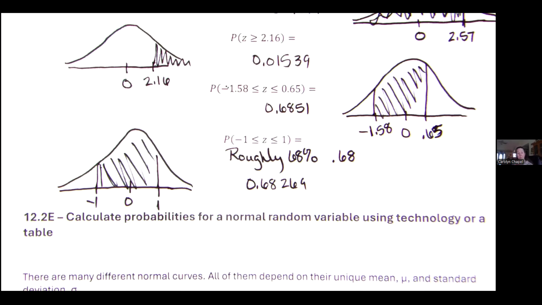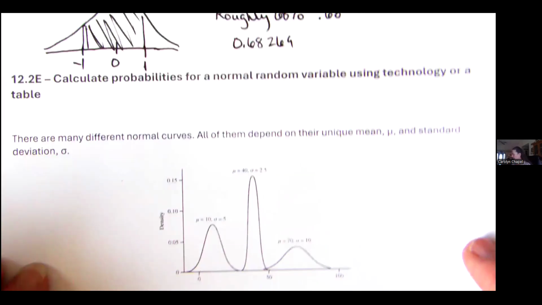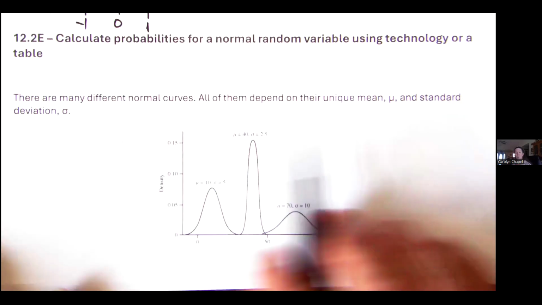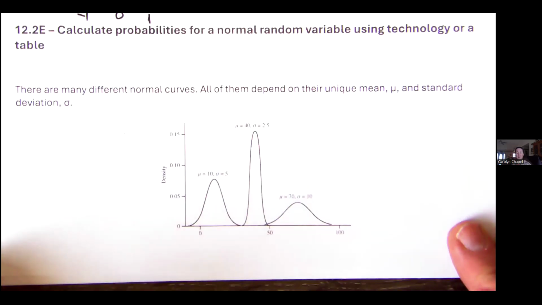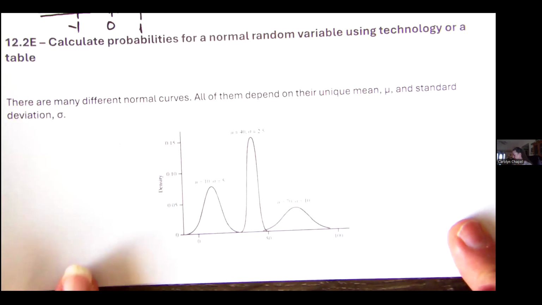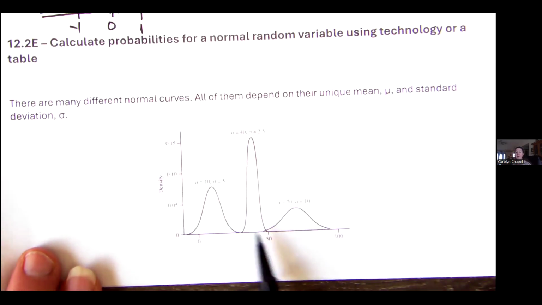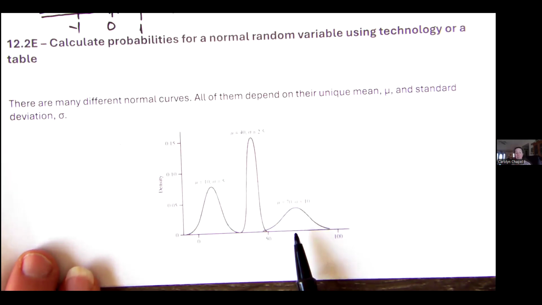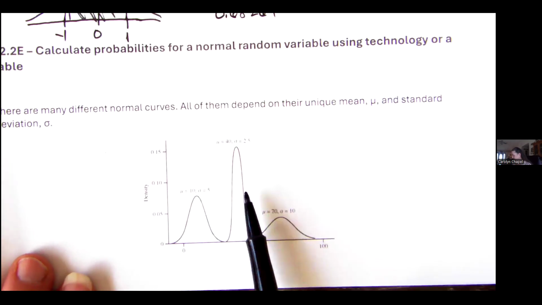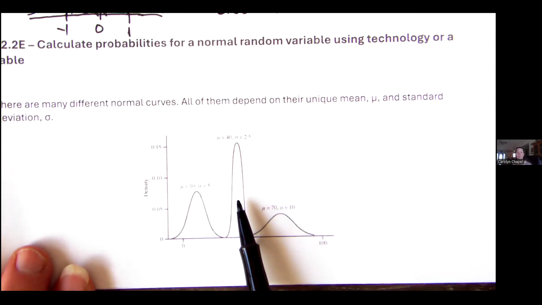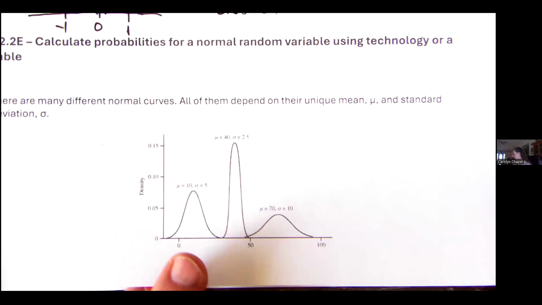Okay, so this is kind of how you would use SALT to do your standard normal, so working with Z. However, there are many different normal curves. They all have their own mean and their own standard deviation. So they are all over the place. Here are just a couple examples and pictures. Here's one with a mean of 10. Remember, the mean tells you where you are centered. The standard deviation tells you how steep it is. The smaller the standard deviation, so there's our smallest one here, the steeper, more compact the curve will be.